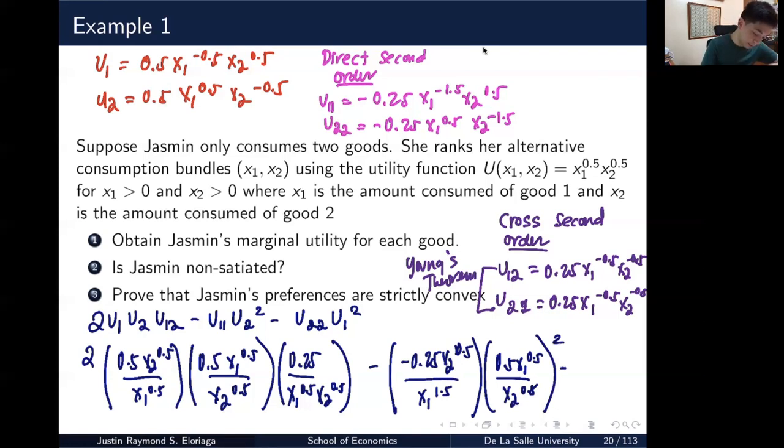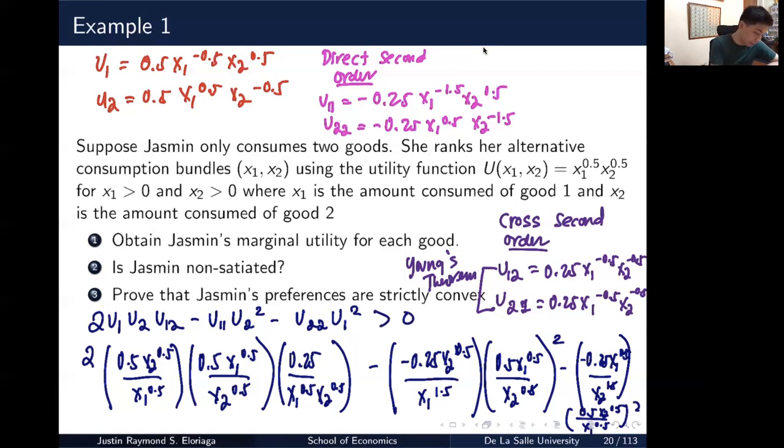Then minus your u22, which is negative 0.25 x1^0.5 over x2^1.5, times u1 squared, which is (0.5 x2^0.5 over x1^0.5) squared. Now when you simplify everything, it should come up as something that's greater than 0.